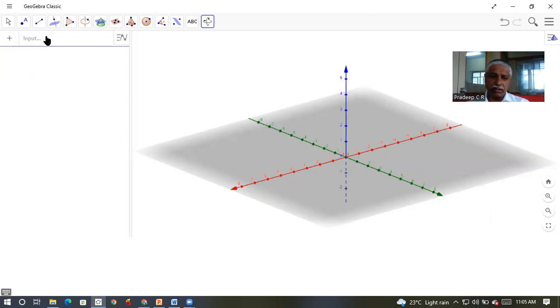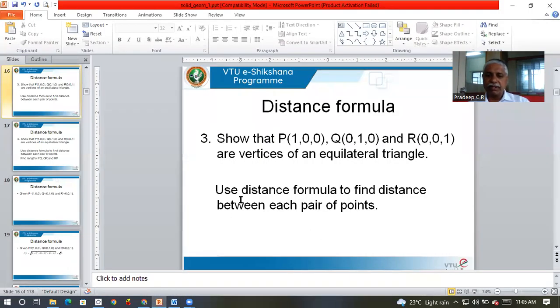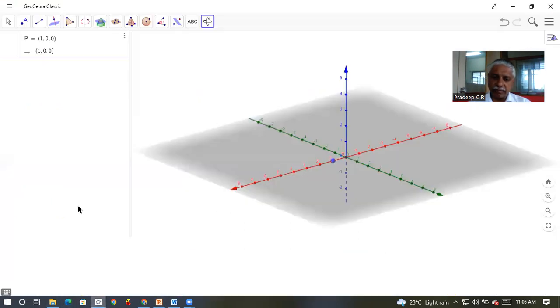P is 1, 0, 0. So this is what is given to me. Please understand this. It's given that P is (1, 0, 0), Q is (0, 1, 0), and R is (0, 0, 1). So remember three points. P is (1, 0, 0). If I mark that, you can see it's marked here. P is here.